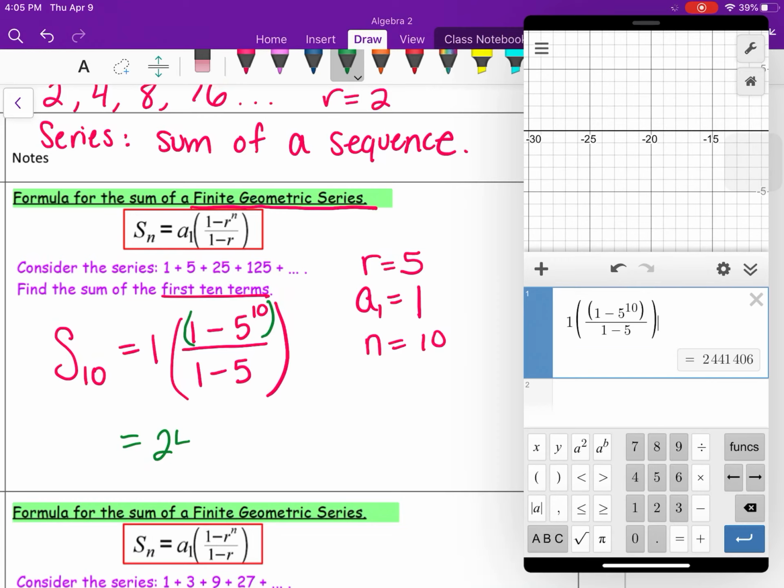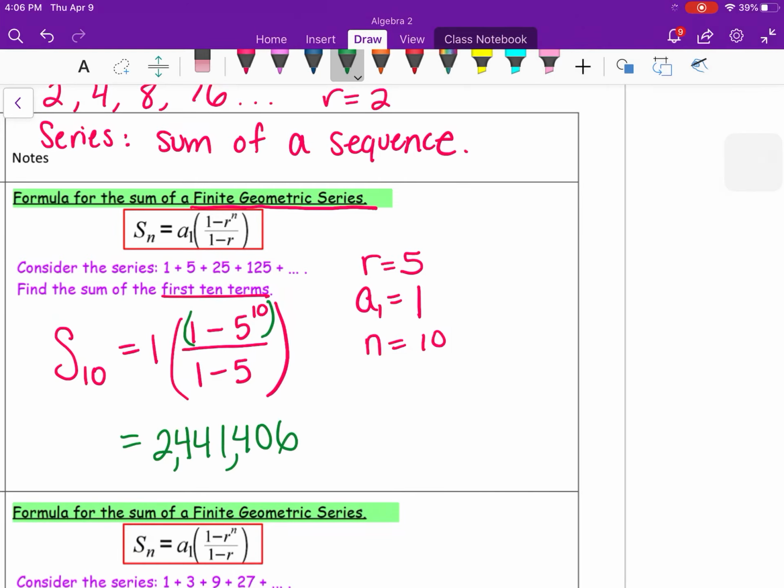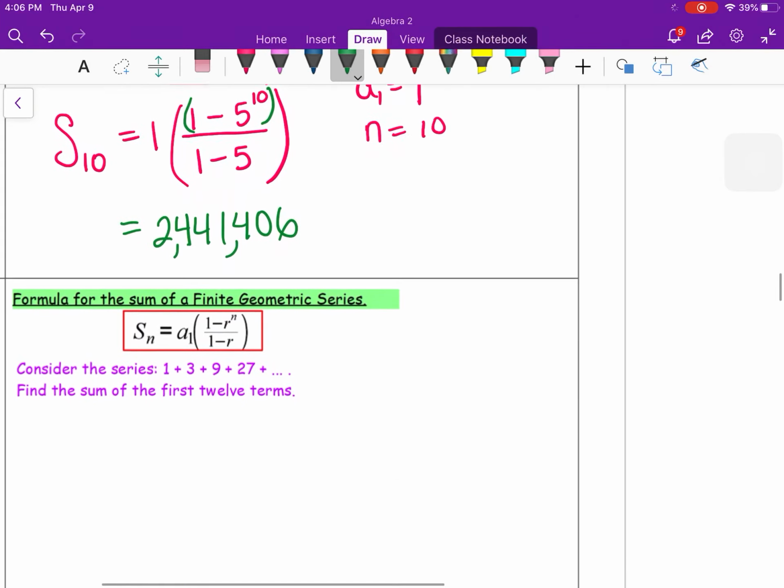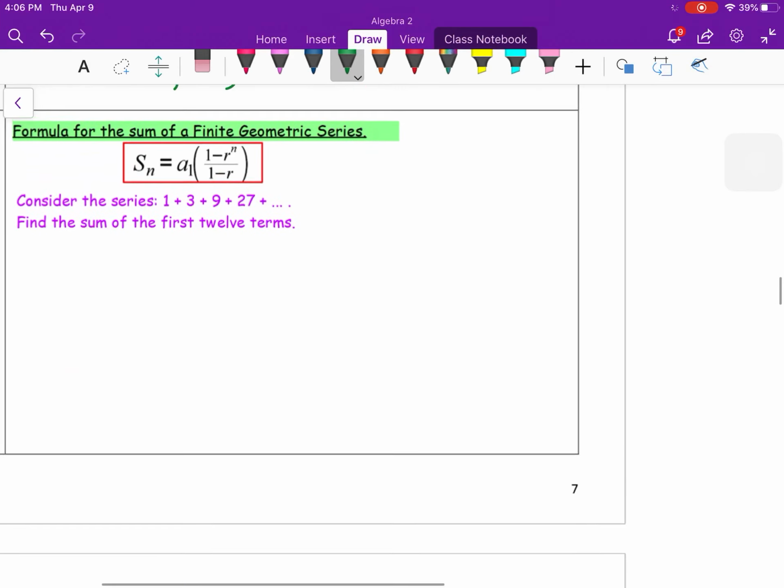And so it's, let me put some commas in there so I can read it. 2,441,406 would be the sum. So make sure you practice putting it in the calculator and getting the correct answer for that. So the 10 terms of that series add up to 2 million.